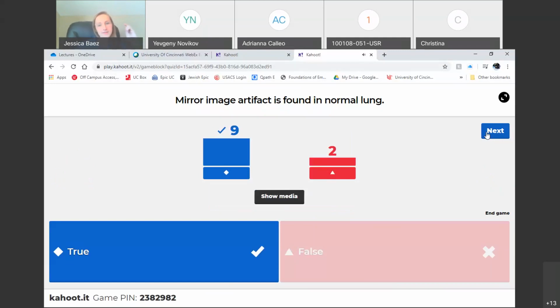All right, so the answer is true. Mirror image is seen when your lungs are fully expanded and there is no pleural effusion. If you have loss of mirror image, that suggests pleural effusion.